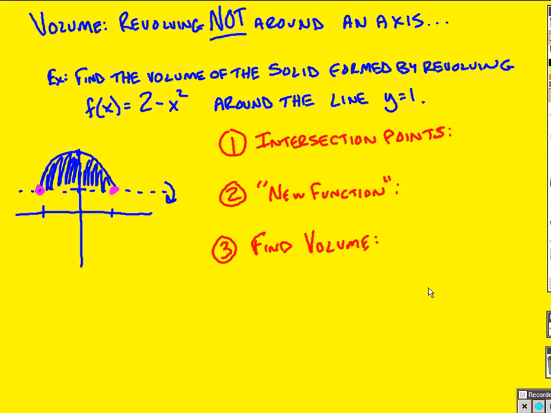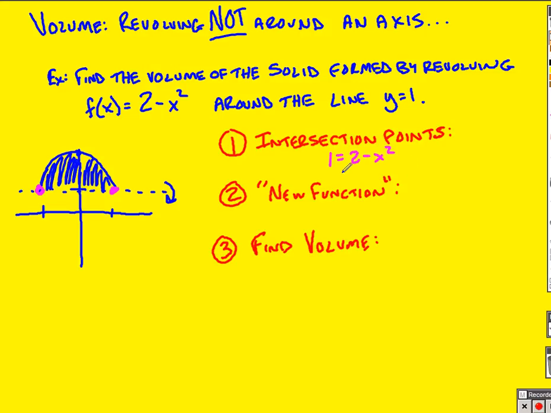Alright, what we're looking at is a modified version of the disk method that we talked about before. Pretty much what's happening now is instead of revolving around an axis, we now have a different line that we need to revolve around. We first need to say, where does it intersect that line? For this case, the line is 1. So when does 1 equal our function, 2 minus x squared?